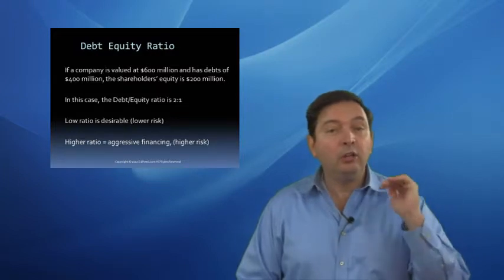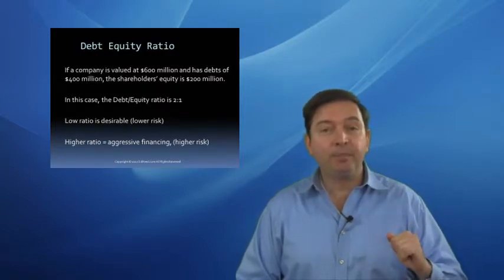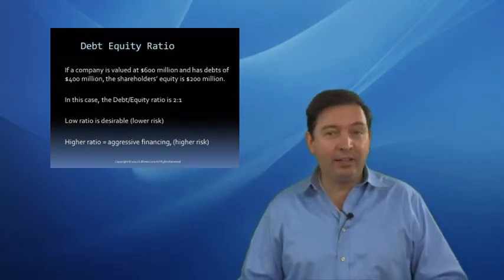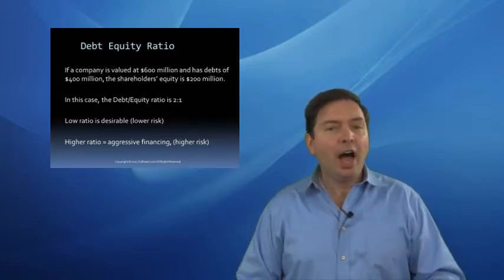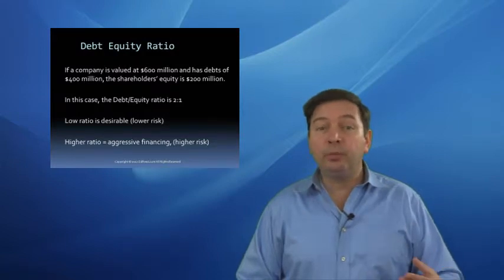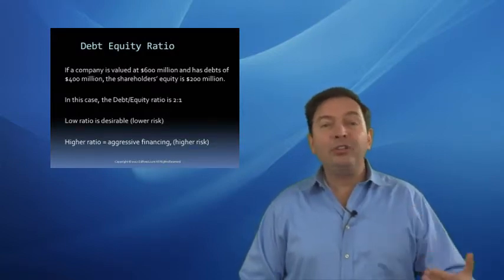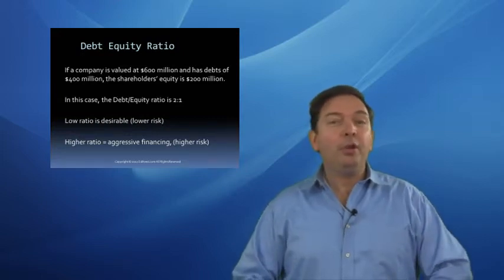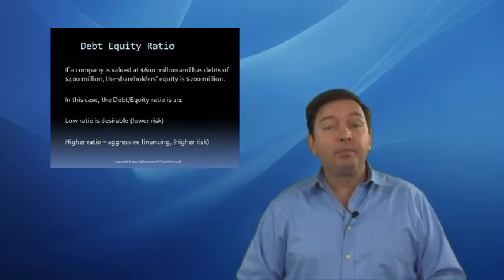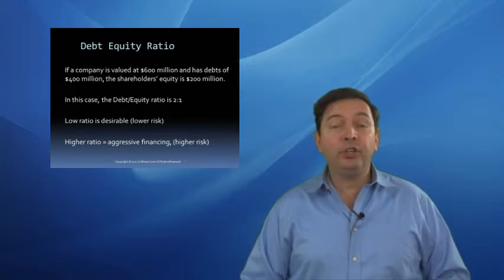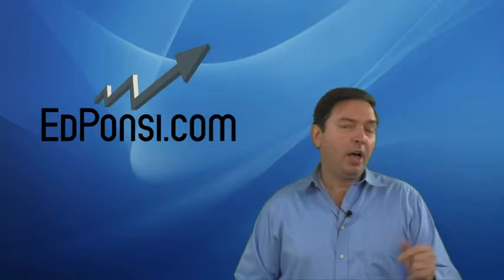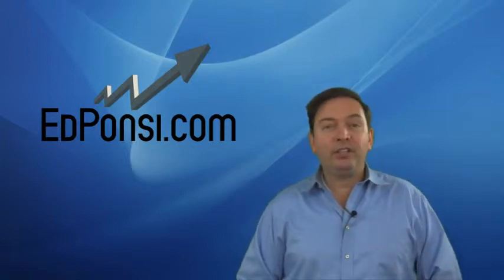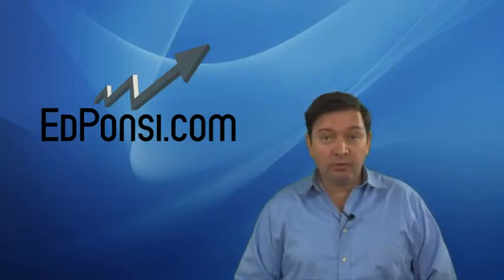Now, you want a low debt-to-equity ratio. That means the company's well-financed. They have plenty of money to pay their bills. The higher the ratio, the more dangerous the company is to own. In other words, a high ratio means there's aggressive financing going on. They're borrowing a lot of money, and that's a higher risk situation. It's something you want to avoid if you're going long, but it's also something you might want to take advantage of if you're thinking of selling short.